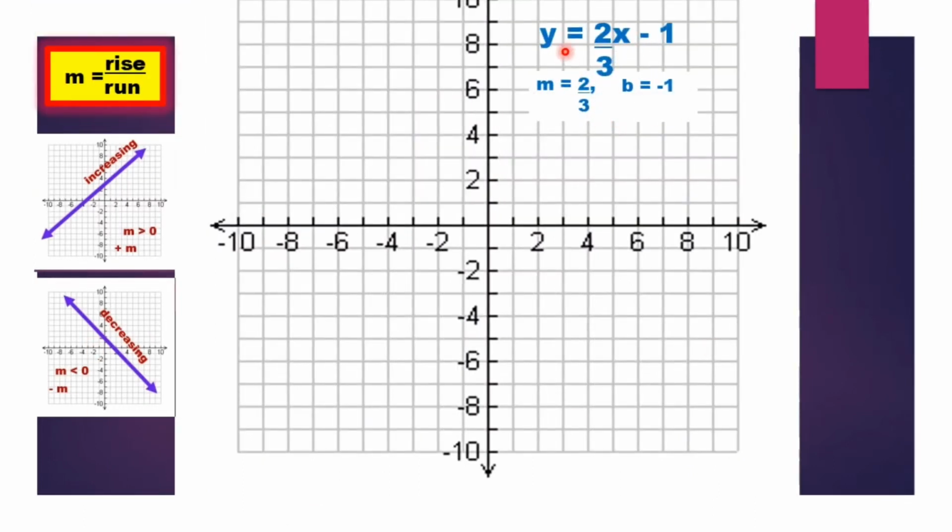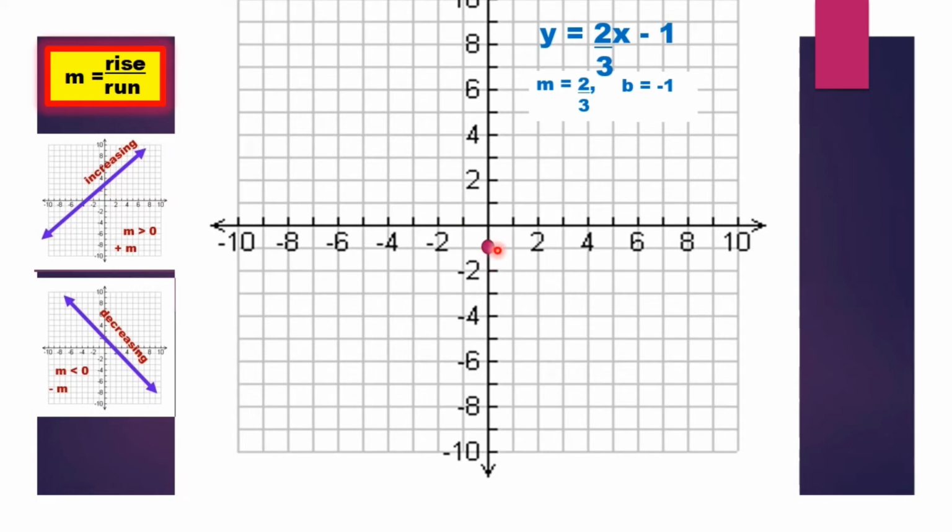So, this is the first equation, y equals 2/3 x minus 1. So, ang slope niya ay 2/3, ang y-intercept ay negative 1. Locate first the y-intercept. So, ang coordinate ng y-intercept na b equals negative 1 ay (0, negative 1). So, dito ang first point niya.